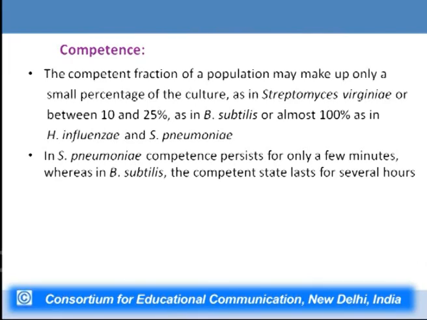However, in Streptococcus pneumoniae, competence persists for only a few minutes, whereas in Bacillus subtilis, the competent state lasts for several hours. So again, there is a difference between two species: in one species, though all the cells are competent, that is, there is 100% competency, this stage lasts only a few minutes. Whereas in another species, which also has 100% competency, the competent state lasts for several hours. Many species have been studied, and this particular aspect varies from one species to another.